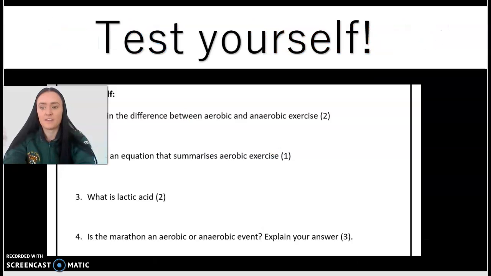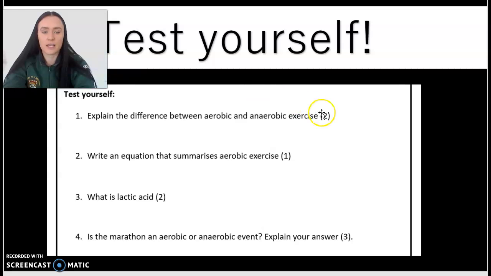And then finally, I've just got some exam style questions here, just nice short ones. There's a total of eight marks available. So we've got a nice simple question, 2 marks here. Explain the difference between aerobic and anaerobic exercise. They should be able to point out some key differences. One is this, one is that, thinking about oxygen, thinking about intensity, etc.